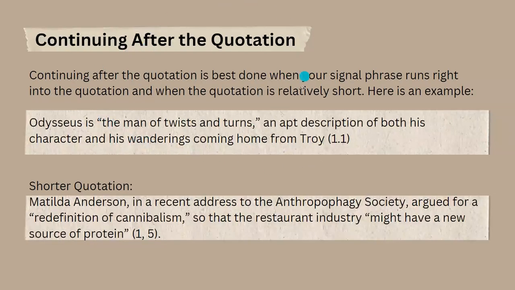If you would like to continue after the quotation, if you don't want to end the sentence right at the end of your quotation, that is still possible. But it is best done when your signal phrase runs right into the quotation and when the quotation is relatively short. So Odysseus is the man of twists and turns, an apt description of both his character and his wanderings coming home from Troy. And then you would put the period after the parentheses.